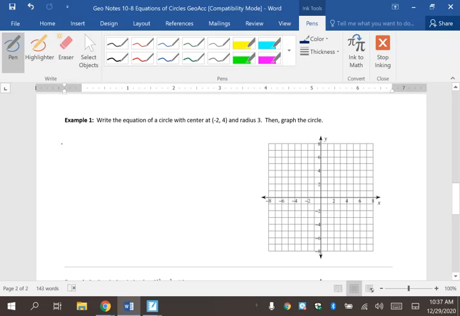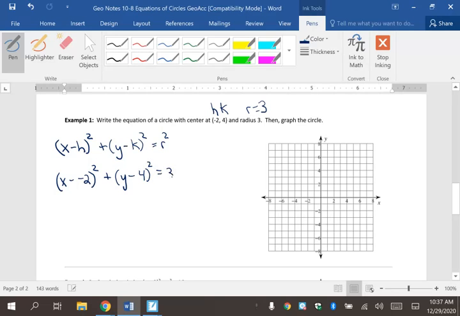So the equation of a circle is (x - h)² + (y - k)² = r². The center of a circle is (h, k), and the radius is r. So let's go ahead and replace those letters with those numbers. So we have x minus h, which is -2, quantity squared, plus (y - 4)² equals 3².